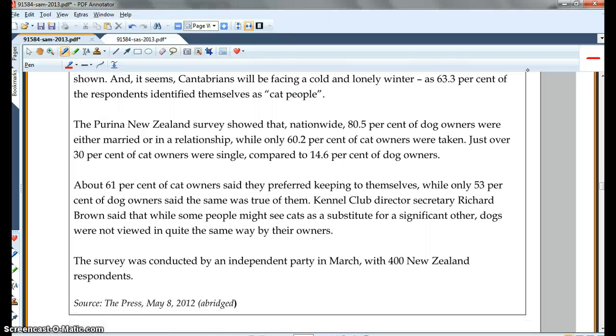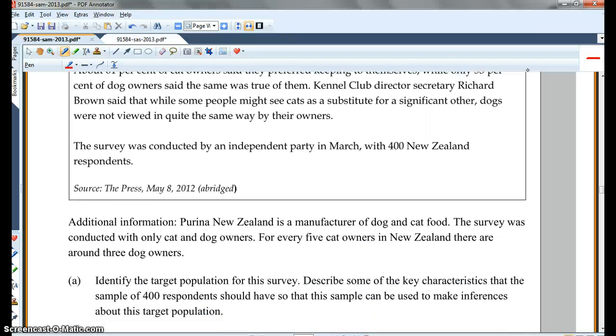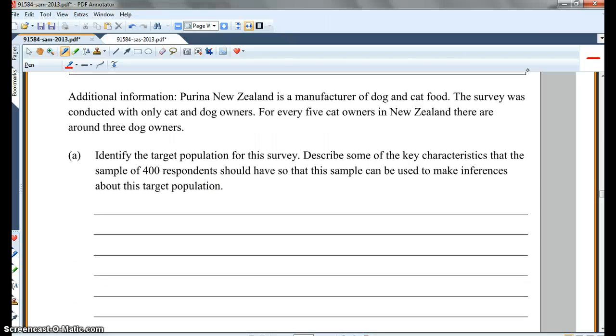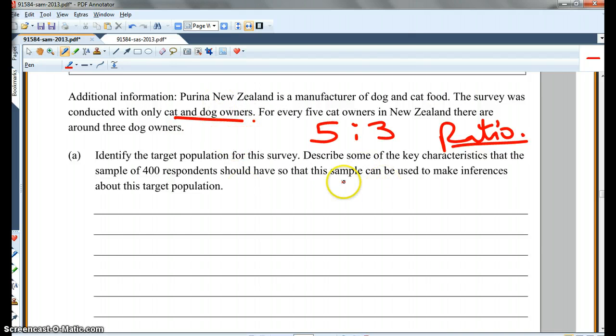Okay, so what can we say to this question? Additional information. Farina, New Zealand is a manufacturer of dog and cat food. The survey was conducted with only cat and dog owners. For every 5 cat owners, there were 3 dog owners. So this is ratio. So this one you need to be able to use some basic year 9, year 10 maths. Identify the target population for the survey. Well, they've just told you that, haven't they? Cat and dog owners in New Zealand.